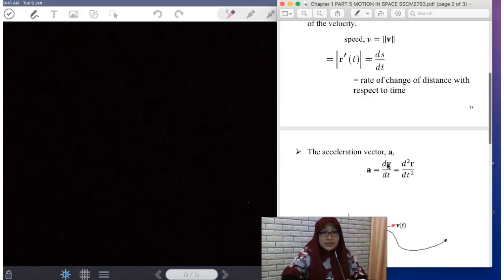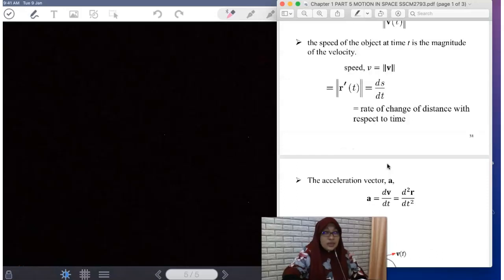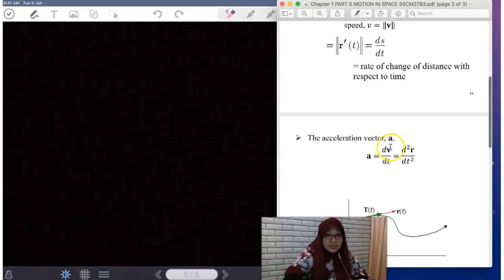How about the acceleration? When you have the velocity, to get the acceleration, you have to differentiate the velocity. The derivative of the velocity vector with respect to t will give you acceleration. As we know that v is the derivative of r with respect to t, it is just like the second order derivative of the vector r.